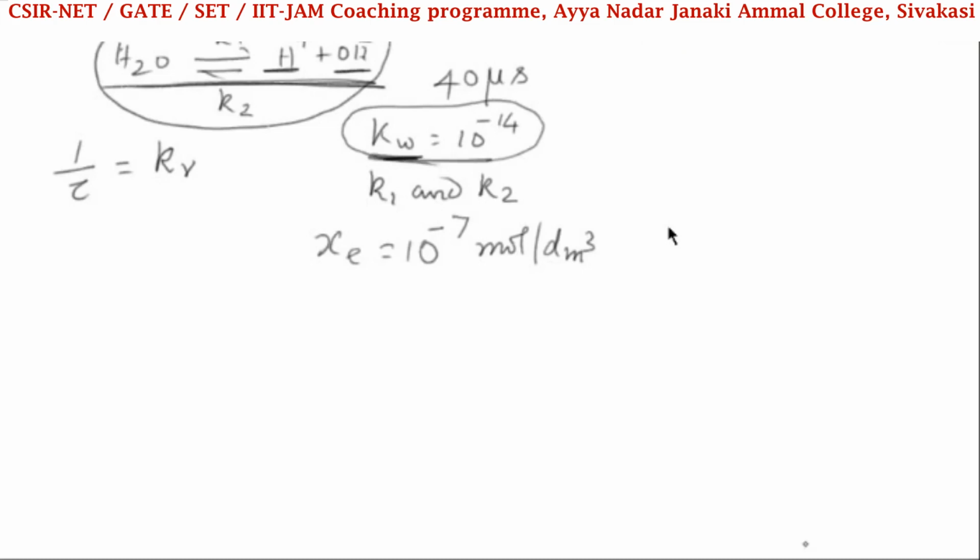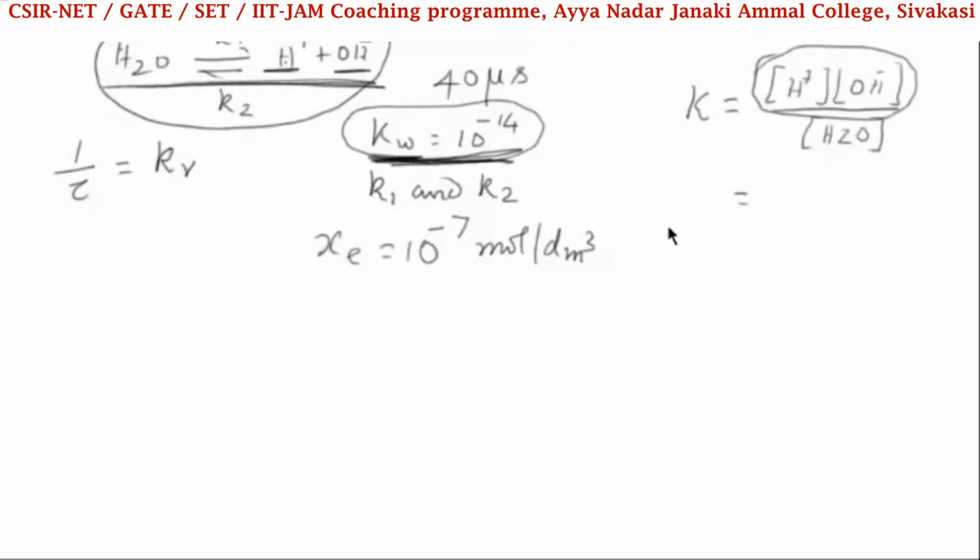This constant is not the equilibrium constant. It is the ionic product of H plus and OH minus. You have to find out the equilibrium constant for this one. How to find it? The equilibrium constant is equal to the concentration of H plus into the concentration of OH minus divided by the concentration of water. It is equal to 10 power minus 14 divided by the concentration of water. What is the concentration of water? It is 55.5. You are now making use of this. You have to find out the equilibrium constant for this reaction.